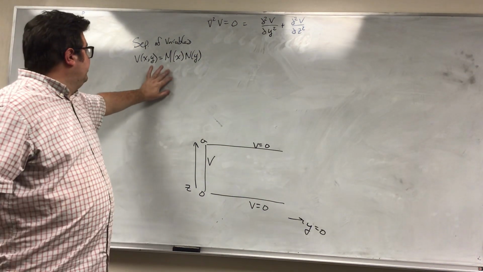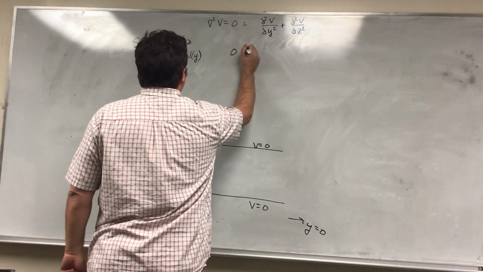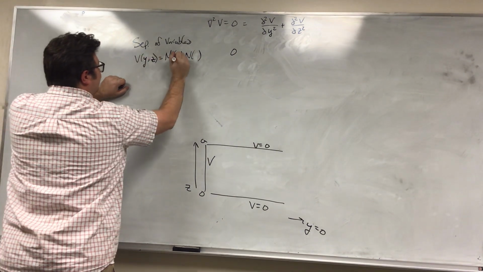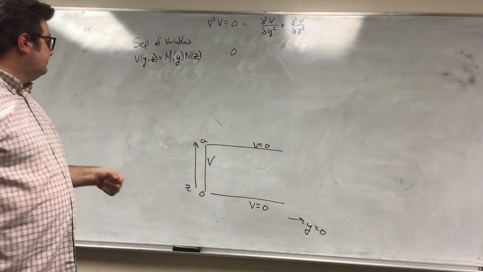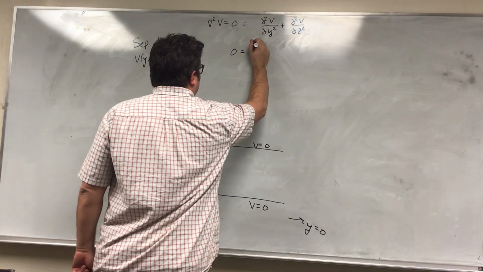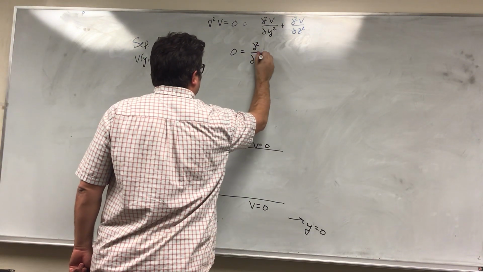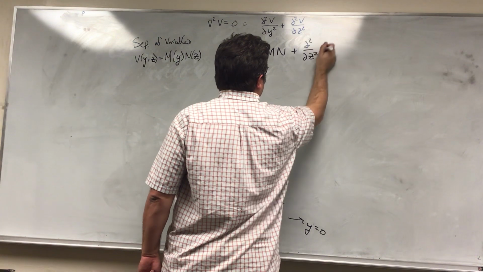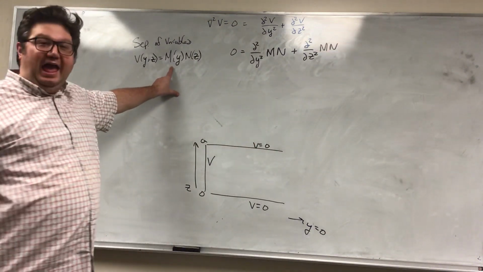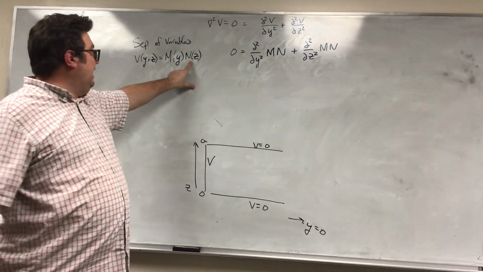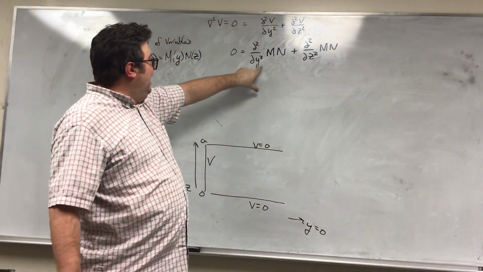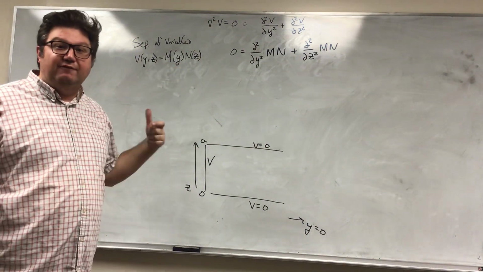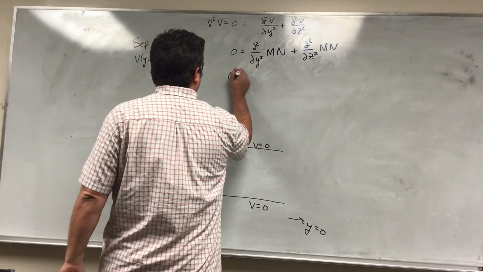Okay, so what we're going to do is plug that in for V. I'm confusing myself already: y and z. Right, so I get N times the second partial of M plus M times the second partial of N. Now here, M is a function of y, and N is a function of z. And if I look at this partial, I'm only taking the partial with respect to y. So this N term is going to be a constant because it is only a function of z. So I can pull it out of that partial derivative.